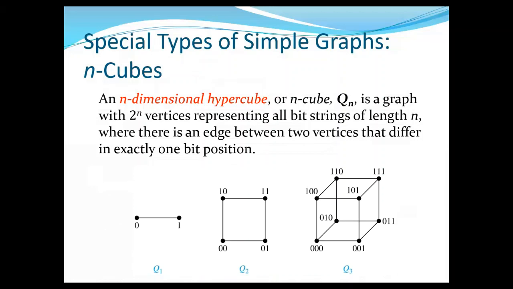So we have a graph with 2 raised to n vertices representing all bit strings of length n, where there's an edge between two vertices that differ in exactly 1 bit position. So any vertex where 1 bit changed is connected to that vertex. For example, 0 is connected to 1. And 10 is connected to 11. 10 is connected to 00, but 10 is not connected to 01 because two bits changed.